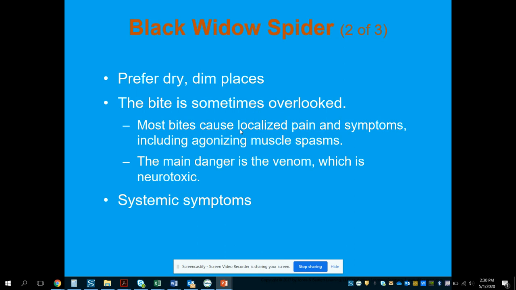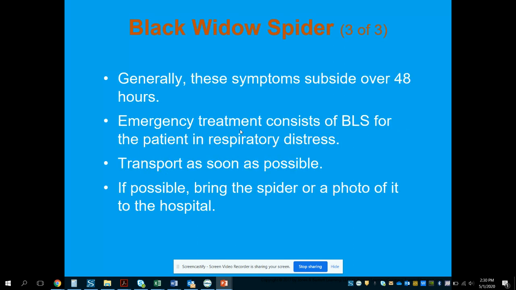Now, most bites will cause localized pain and symptoms, including agonizing muscle spasms. And the main danger here is that the venom is neurotoxic. You'll see a test question that asks about that, but that is a neurotoxin. Generally, these symptoms will subside over 48 hours. Emergency treatment consists simply of BLS care.